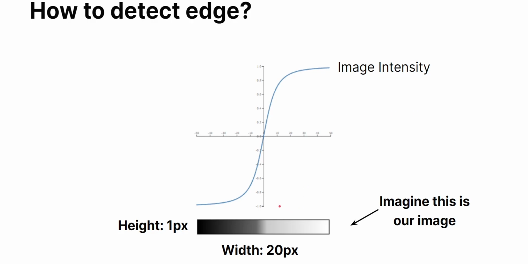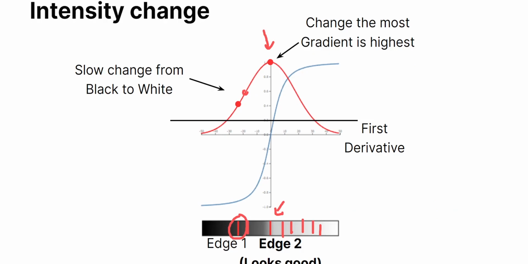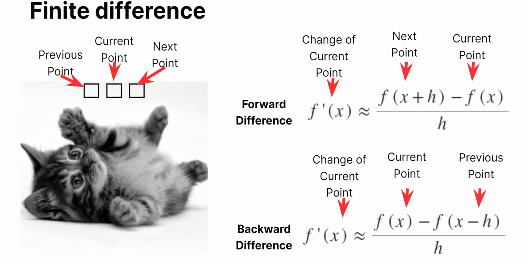But the problem with this is that it's continuous. When it is a continuous function, we are able to use gradient functions to calculate the highest gradient. For processing an image, it's not that straightforward, because this value is not continuous. So what we can do is approximate the values by using 3 points: the previous point, the current point and the next point.